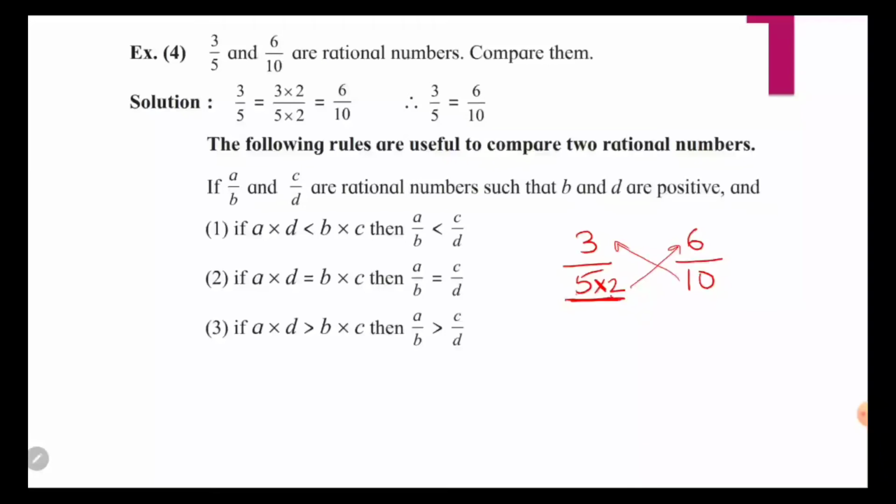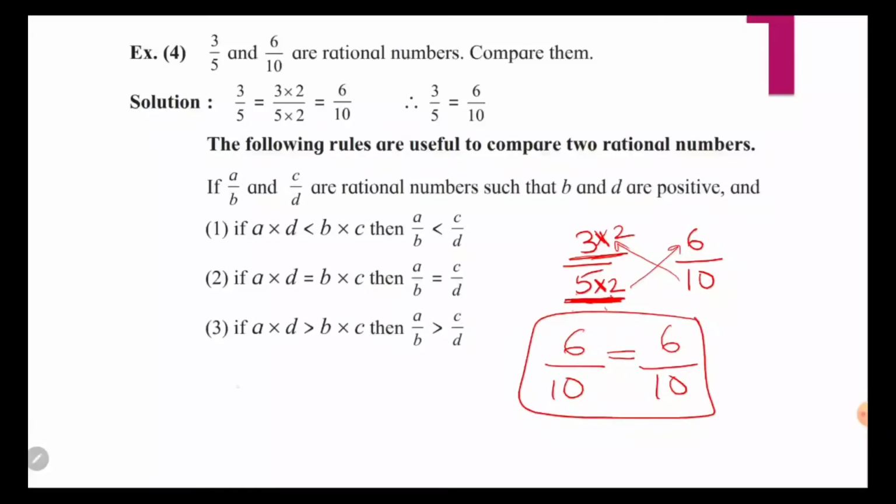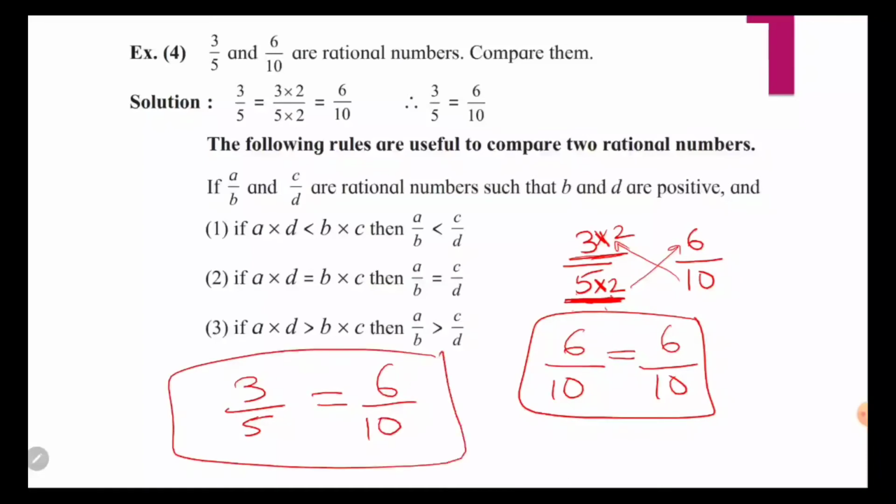If I multiply 5 by 2, then I also have to multiply 3 by 2, because I have told you that if you multiply anything in the numerator, then you have to multiply it in the denominator also, and if you multiply anything in the denominator, you have to multiply it in the numerator also. Okay, so here the answer will be 6 upon 10, और यहाँ पे तो पहले से 6/10 है ही. Then these two numbers will be equal, so that I can write 3/5 is equal to 6/10. This will be my answer.